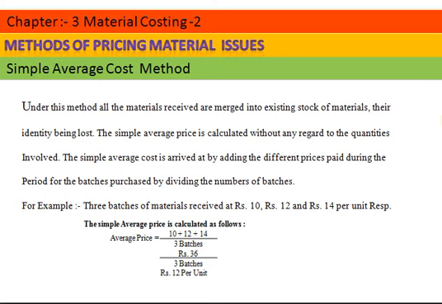Here is the example. 3 batches of materials received at rupees 10, rupees 12 and rupees 14 per unit respectively. The simple average price is calculated as follows. Average price is equal to rupees 10 plus rupees 12 plus rupees 14 divided by 3. So next step, rupees 36 divided by 3 is equal to rupees 12 per unit, which is our simple average price.